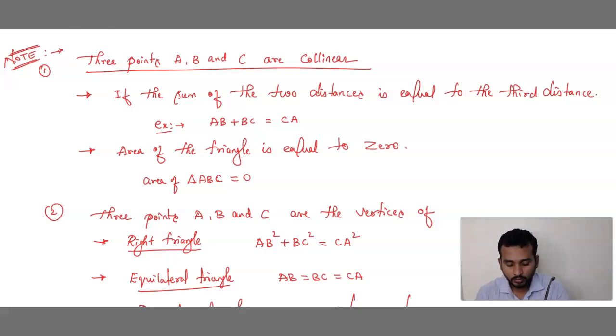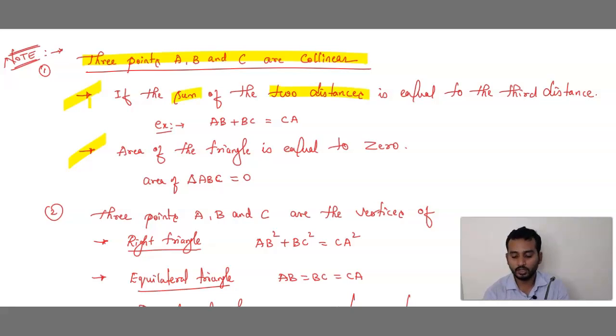See children, these are very important points. Note, if you want to call 3 points A, B and C collinear, we have 2 conditions, condition 1 and condition 2. Condition 1 says that the sum of any two distances should be equal to the third distance. Example, AB plus BC should be equal to CA.